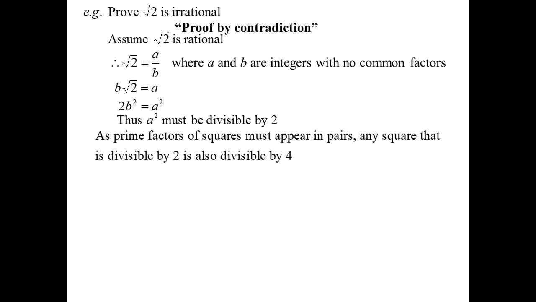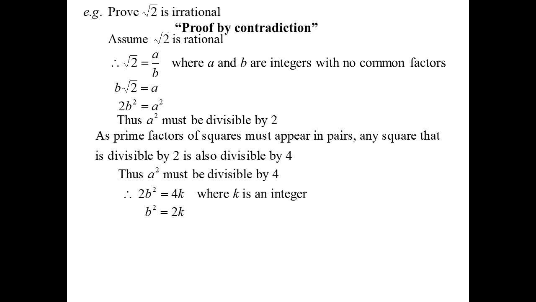Now the thing with squares is your factors always happen in pairs, because a square is a number multiplied by itself. So if I have 2 as a factor, I must also have another factor of 2. In other words, 4 must be a factor as well. So as prime factors of squares appear in pairs, any square that's divisible by 2 is also divisible by 4. So therefore I now know a squared is divisible by 4.